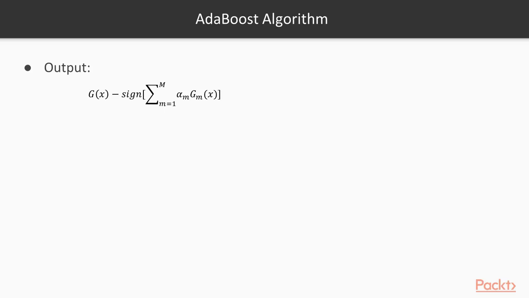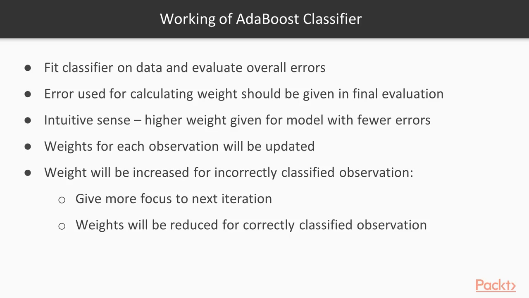All the observations are given equal weight. We fit a classifier on the data and evaluate overall errors. The error is used for calculating the weight that should be given to that classifier in the final additive model evaluation. The intuitive sense is that the higher weight will be given for the model with fewer errors.